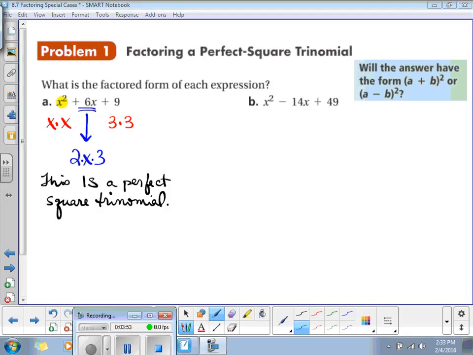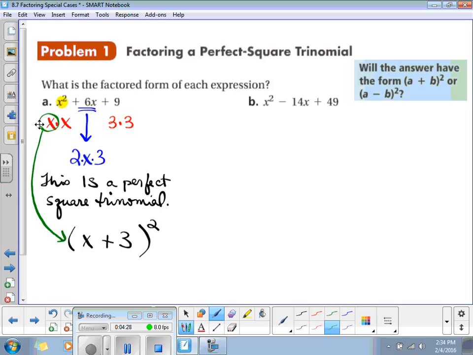So now that you know this is a perfect square trinomial, you're going to take one of the factors from the first term, one of the factors from the second term. Since this is a plus 2ab, we're going to have a plus in our binomial. So we write x plus 3 quantity squared. There's an x right here, right? There's a 3 right here, and that goes right there, okay?